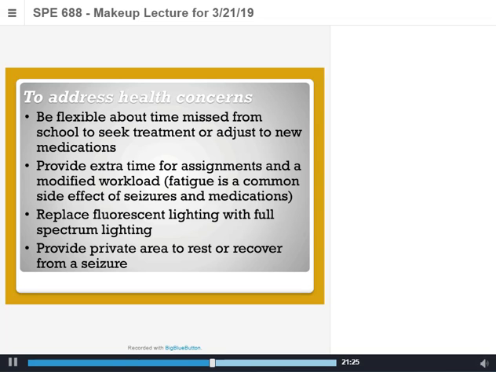And it's always nice to have a private area that the student can go to after they've had a seizure to rest for a while. Students don't always necessarily need to go home after a seizure, but they do need to have some time to rest and recuperate.